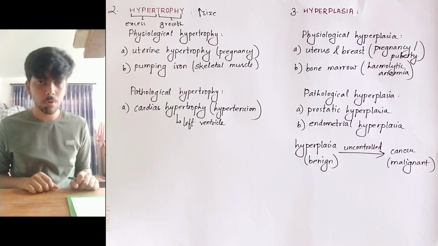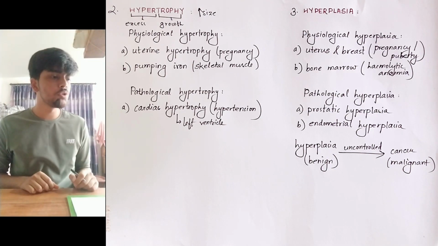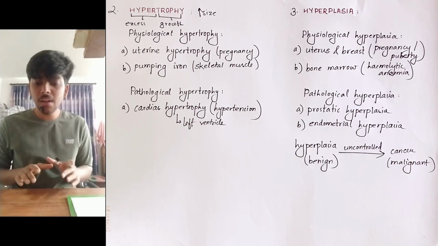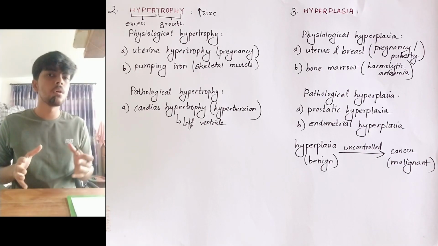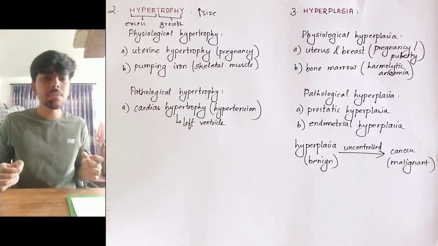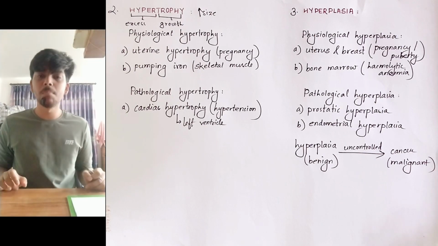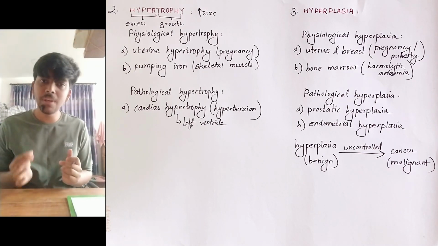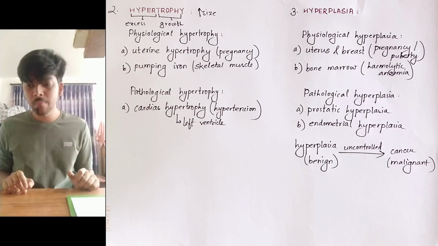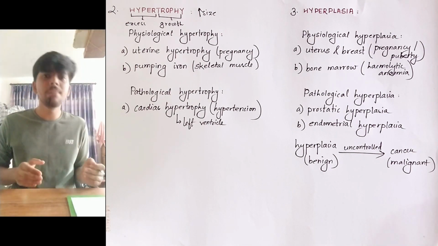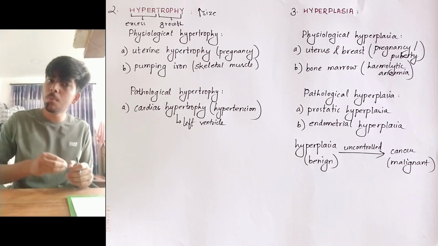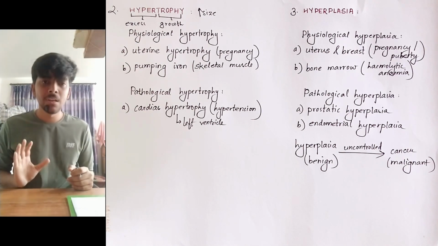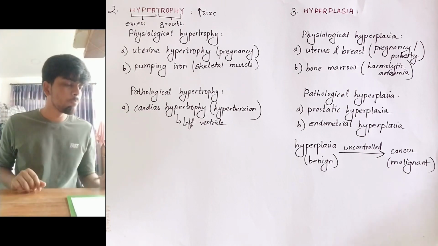Next is hypertrophy. Hyper refers to excess and trophy refers to growth. So basically, there is an excess growth of cell. The size of the cell increases in hypertrophy, and as a result, the overall function of the cell also increases in hypertrophy. It is obviously a reversible change because upon the removal of the stress, the cell goes back to its original size. Let's look at the examples.